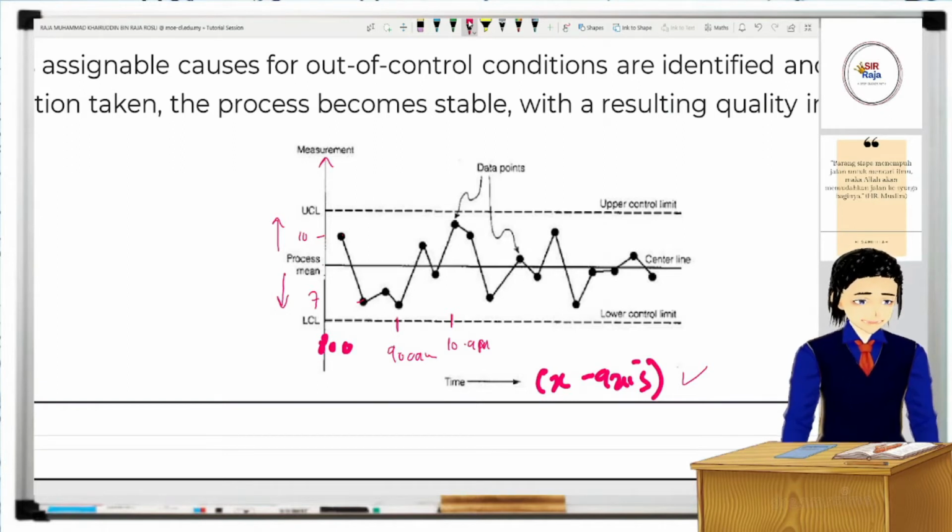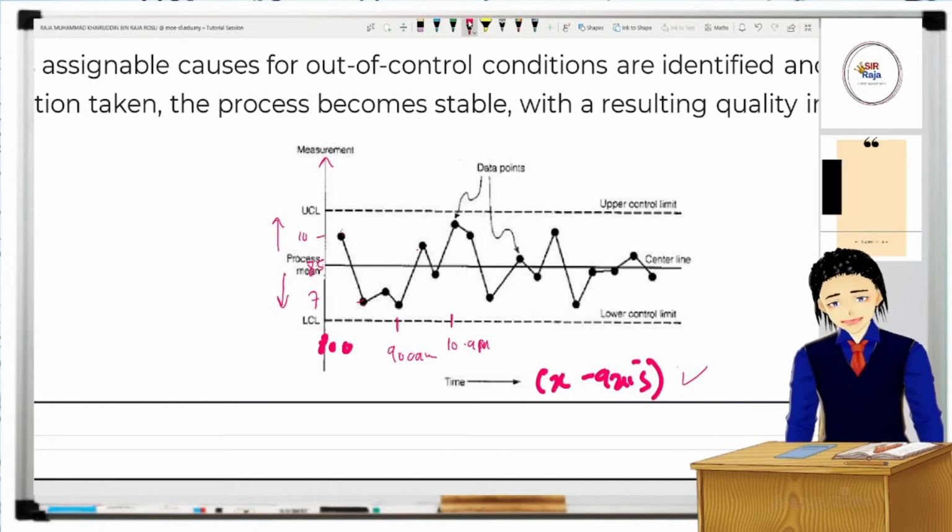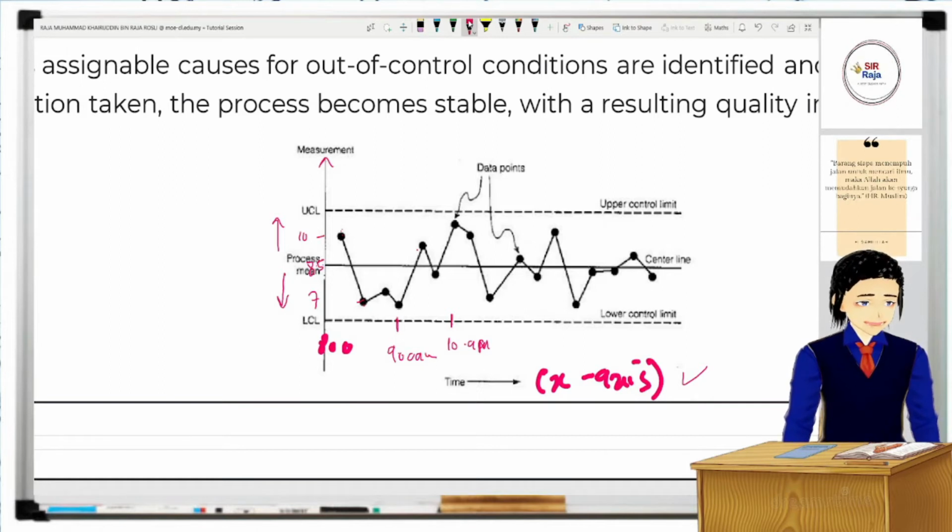So here, let's say you get readings of 10, 7, and then 9, and so on, and then you get the average. The average is 8.5. Let's take that as an example. So if you're below 8.5, that's 7, and above 8.5, that's 10, and so on. So this line here is not zero. Not zero, not necessarily.